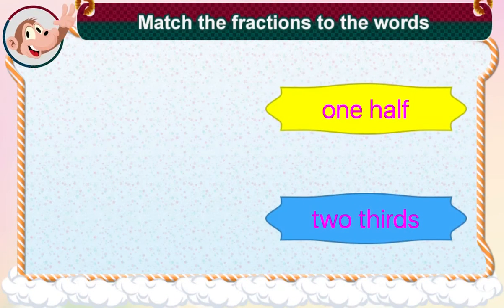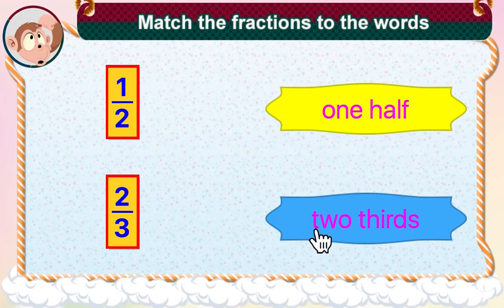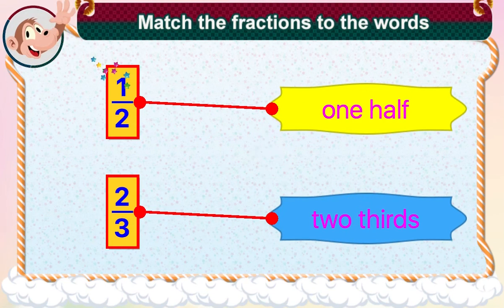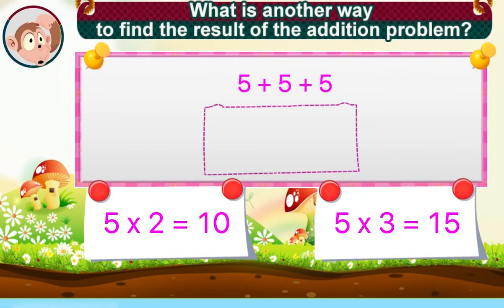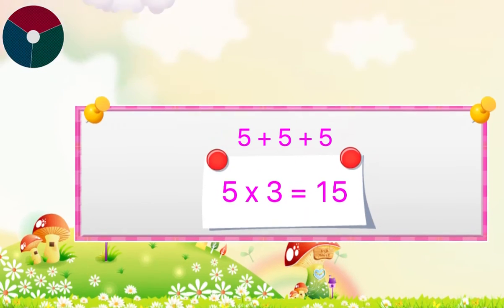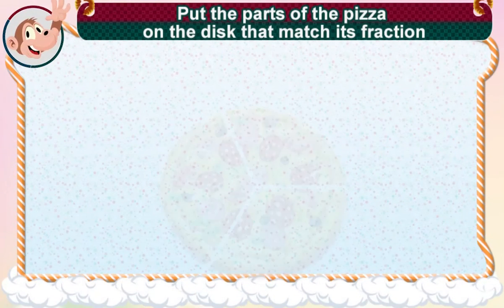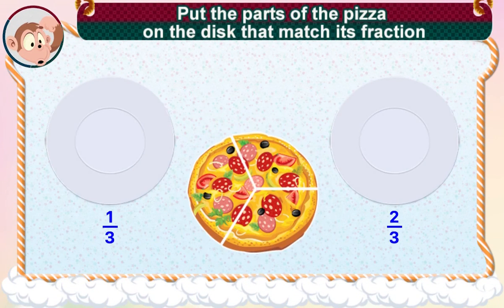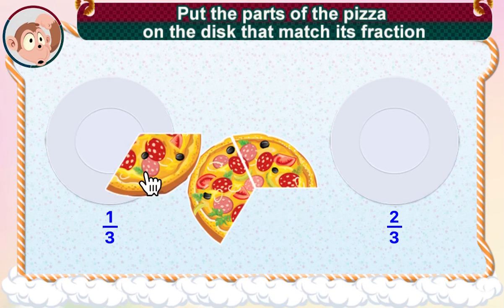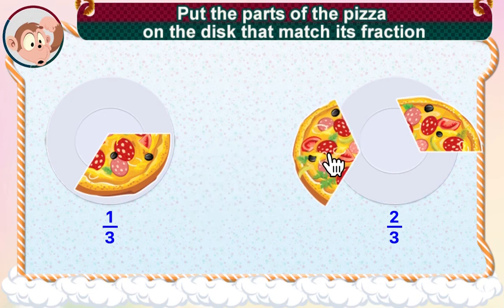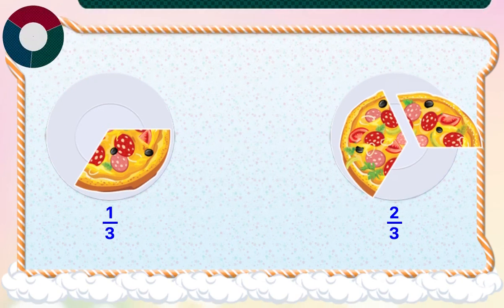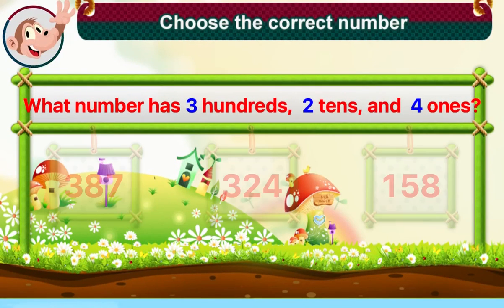Match the fractions to the words. One half, one half. Two thirds, two thirds. What is another way to find the result of the addition problem? 15. Put the parts of the pizza on the disc that match its fraction. Choose the correct number.